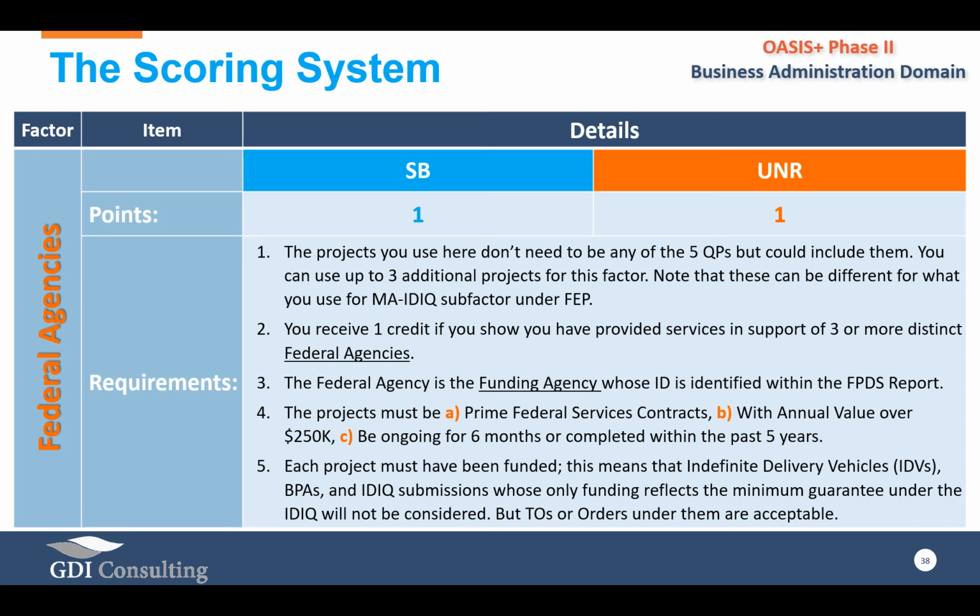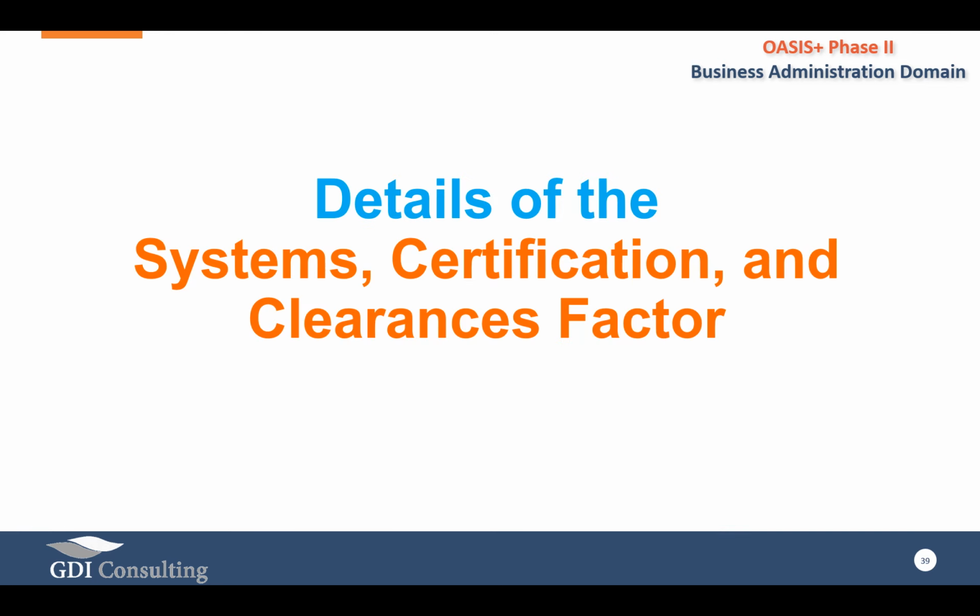Now, again, you don't have to show relevance to the domain. So it doesn't have to be towards business administration. It could be any other type of service that you provided. And similar to the previous ones, they don't have to be the same contracts you used on QPs, or even the 4 task orders that you got points for in the previous sub-factor. These can be completely different. They can be standalone contracts or task orders, it's up to you, but they have to be federal. Okay. So that was the second main factor, FEP, Federal Experience Project.